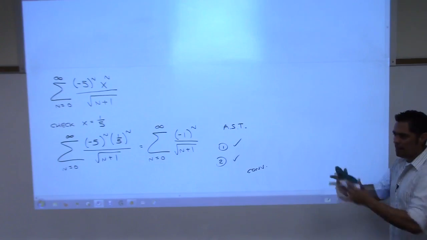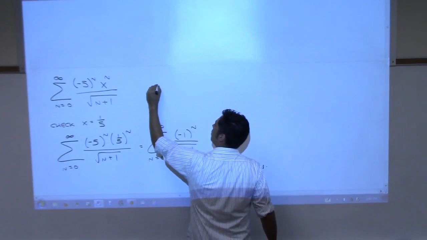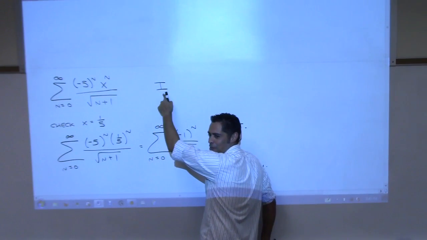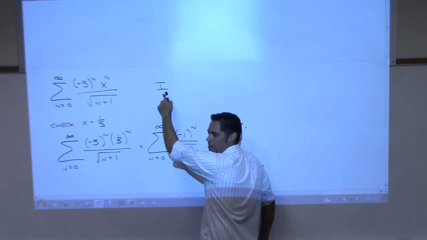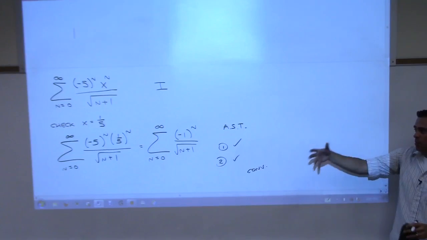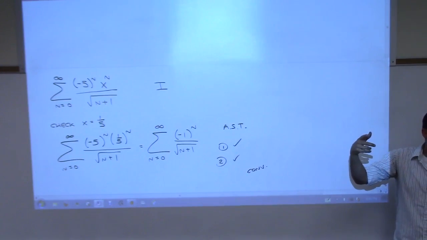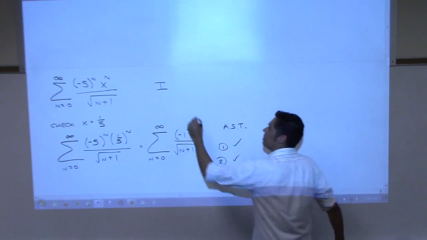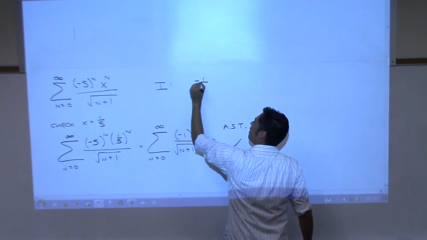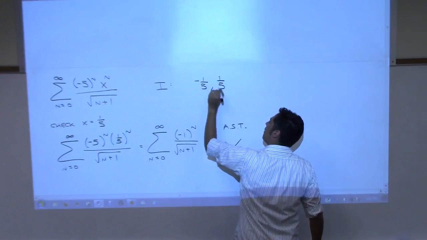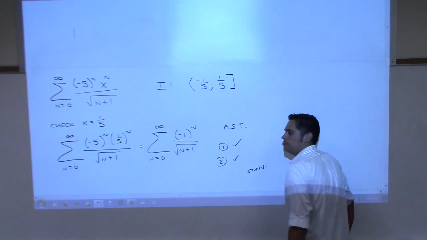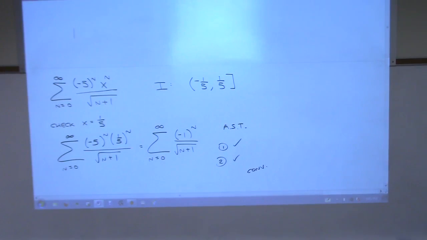Therefore, final answer, the interval of convergence. Oh, I didn't tell you I was going to use capital I for interval of convergence, did I? No, okay. I said find R and I. R was obvious, right? Because I said R is the radius of convergence. I'm going to use I for interval of convergence. So what is the interval of convergence? So -1/5 and 1/5, I know that, but here, parenthesis, bracket. That's your interval of convergence.